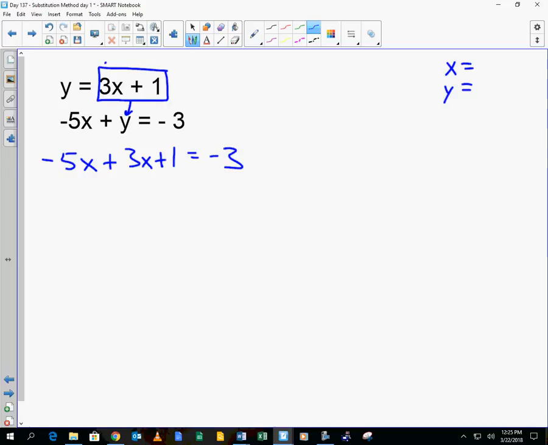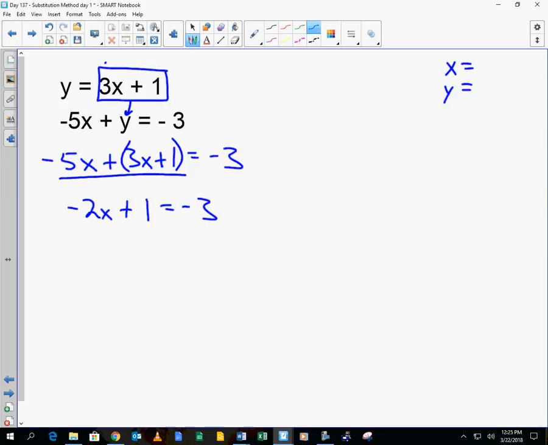Do I have any terms that I can combine together on this side? What's negative 5x and positive 3x? That's negative 2x. If you wanted to put the parentheses there, you could, but what number is in front of the parentheses? Just a plus 1, and so that would be the same then. Okay, so I combine the negative 5x and 3x here, negative 2x plus 1 is equal to negative 3.